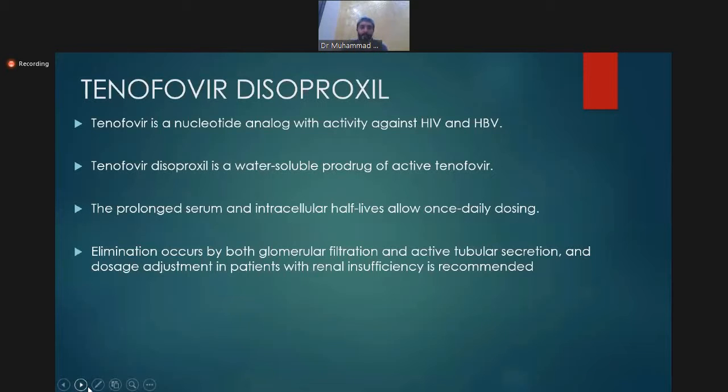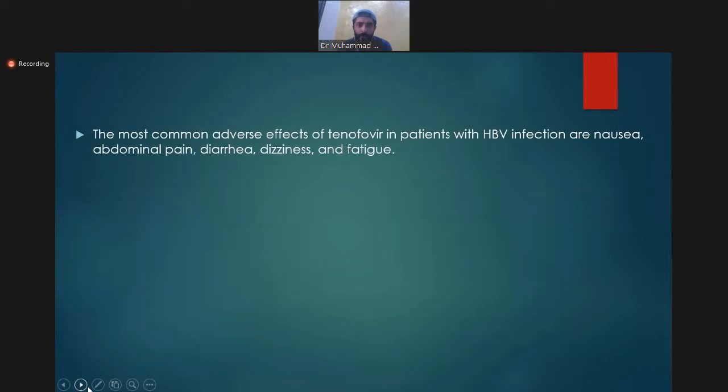Again, elimination occurs by the kidneys, by the same mechanisms, glomerular filtration and active tubular secretion. For patients with renal insufficiency, you have to adjust the doses. The most common symptoms are again vague, the same symptoms. Most common adverse effects of tenofovir in patients are nausea, abdominal pain, diarrhea, dizziness, and fatigue.